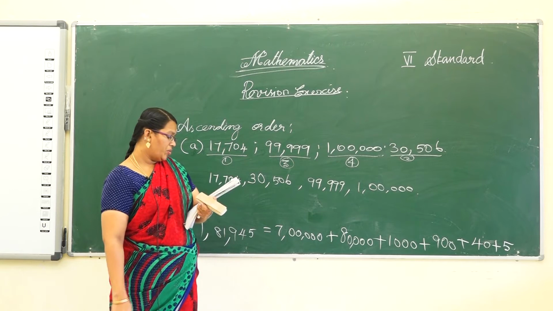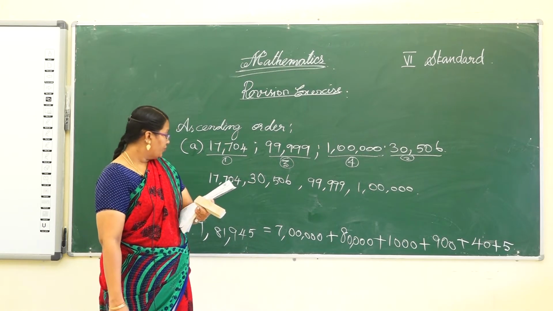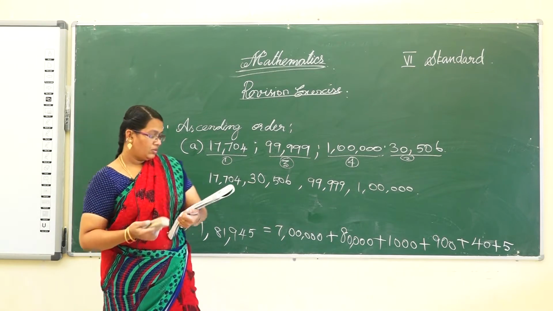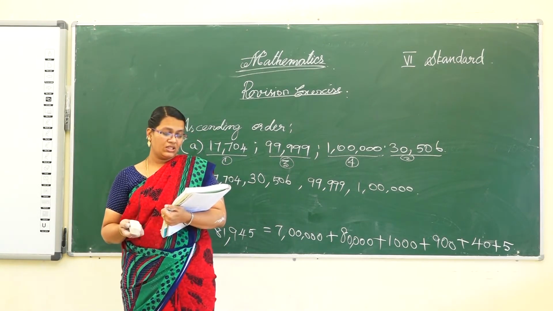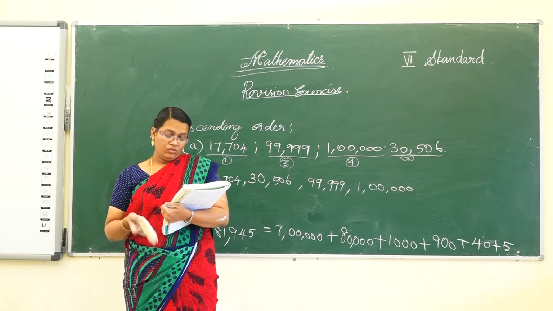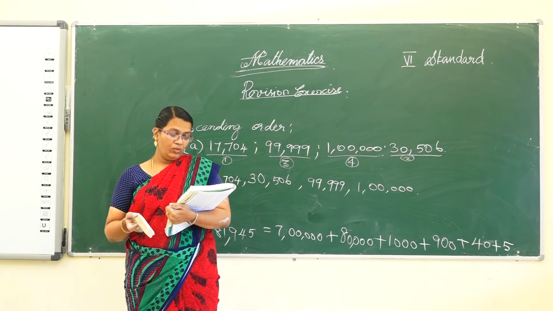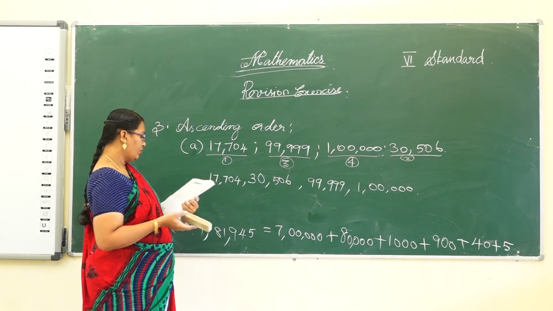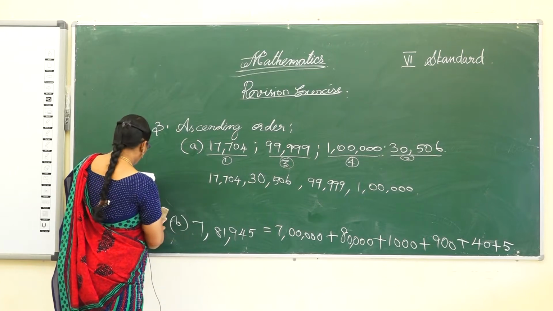So the next problem is homework. The fourth problem also is homework because it's the same one, descending order. So A and B are homework in the fourth problem. Fifth one: write the place value and face value of the underlined digit in the following numbers.